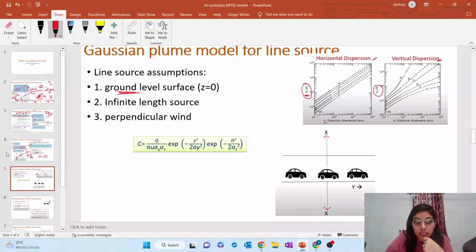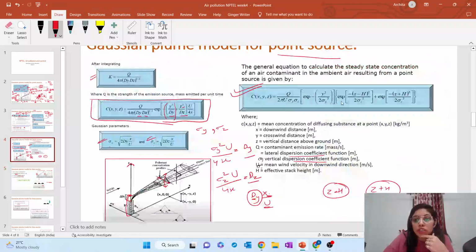In the point source, x is in the direction of the plume, or in the direction of the wind. Here the wind direction is considered perpendicular. We don't know, currently we are just saying it is perpendicular. And y is in the direction of motion of the car. Okay, that is an infinite length source. Now we have the point source equation. What if z becomes 0?